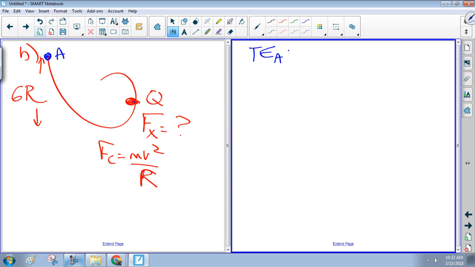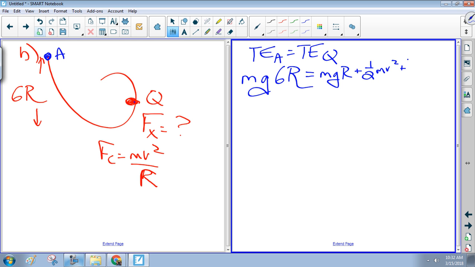The total energy at point A ought to equal the total energy at point Q. So the total energy at point A is GPE, so mg times 6r equals, what types of energy do we have at point Q? RKE, KE, and a little bit of GPE because we're still up by 1 radius, right? So mgr plus 1/2 mv squared plus 2/5 of 1/2 mv squared, right? Let me pause there for a minute. That's a lot to absorb. Did I lose anybody?